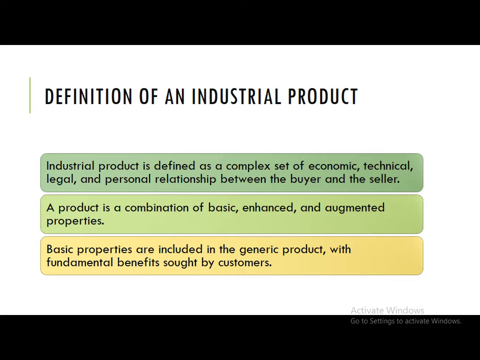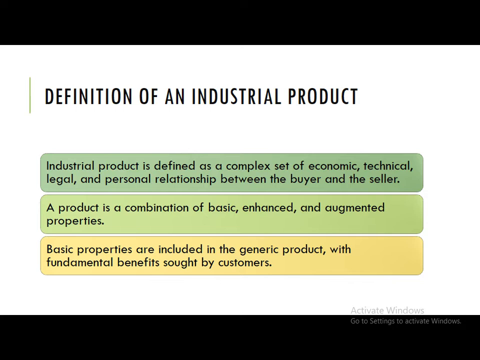Basic properties are included in the generic product with fundamental benefits sought by the customer. Generic products are made differentiable by adding tangible enhanced properties such as product features, styling, and quality. The augmented properties include intangible benefits such as technical assistance, availability of spare parts, maintenance and repair services, warranties, training, timely delivery, and attractive commercial terms.